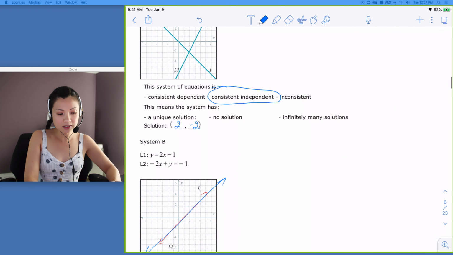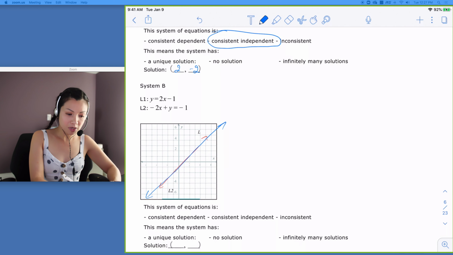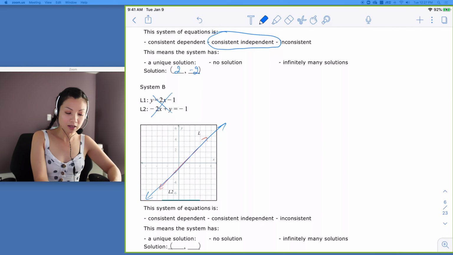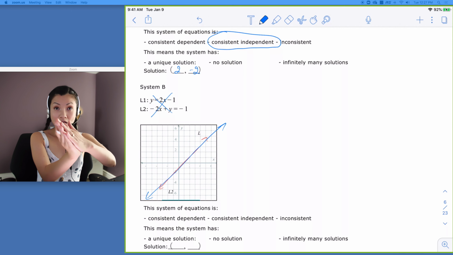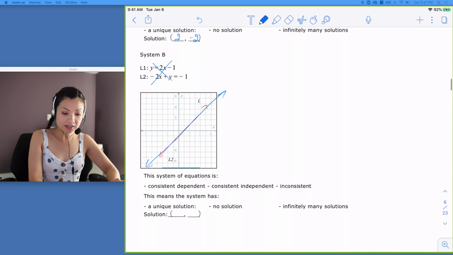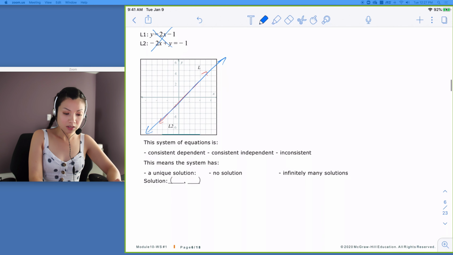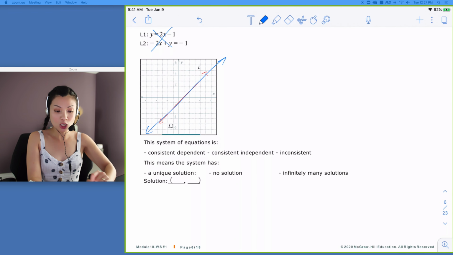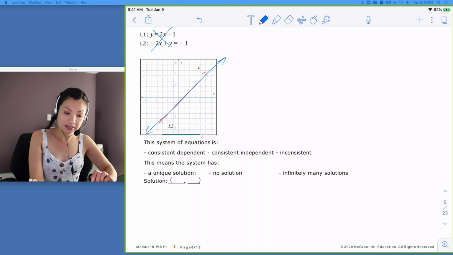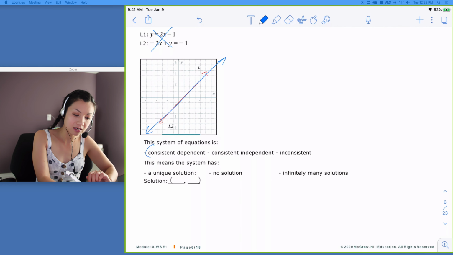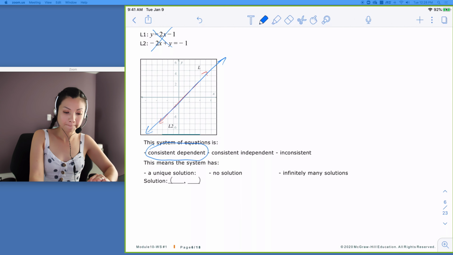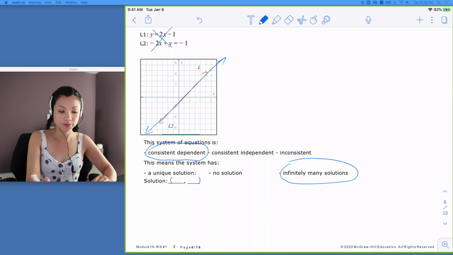All right, let's take a look at system B. You see system B, line 1, line 2. I'm not looking at the equation, I'm just purely looking at the lines right here. You see the lines are right on top of each other. So this system has infinitely many solutions. This system is consistent, but it's dependent.